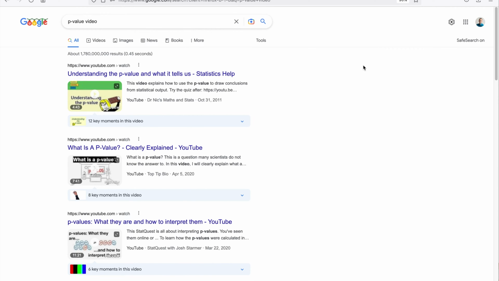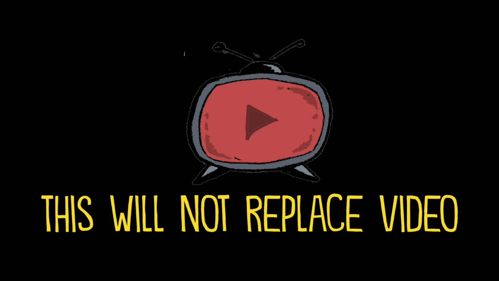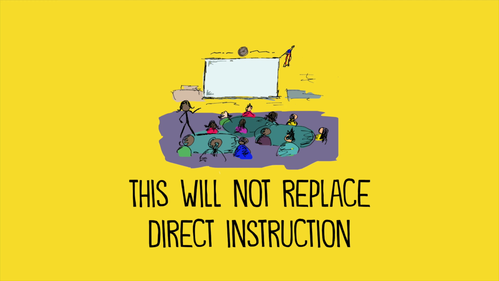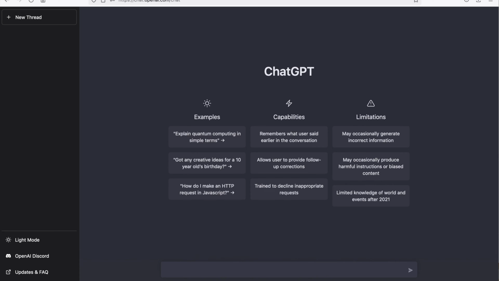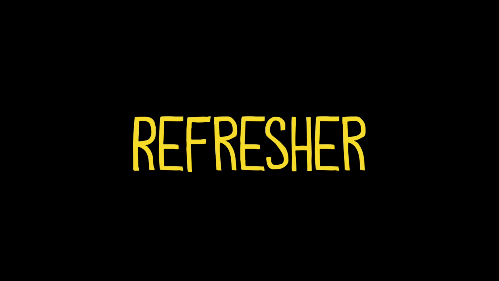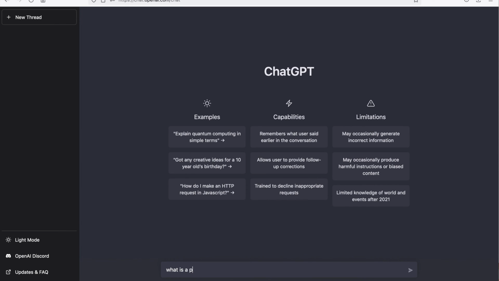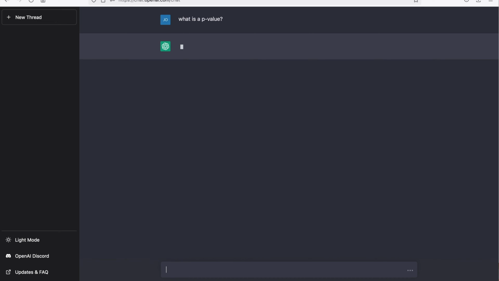examples. So I would start by saying, look, this is not going to replace the role of video. This is not going to replace the role of direct instruction. But even then, sometimes students need a little bit of extra help. So they're going to go to ChatGPT and look for a refresher by asking, what is a p-value? And the AI gives a pretty good answer.